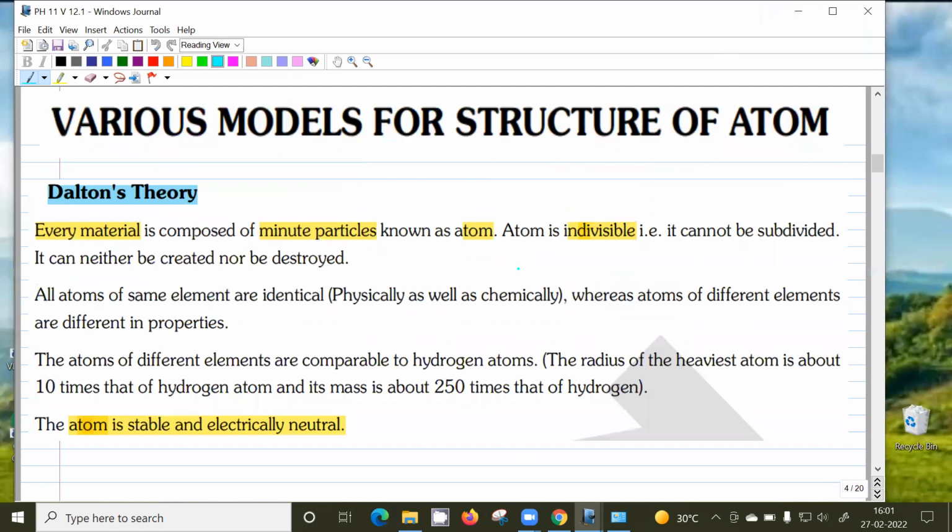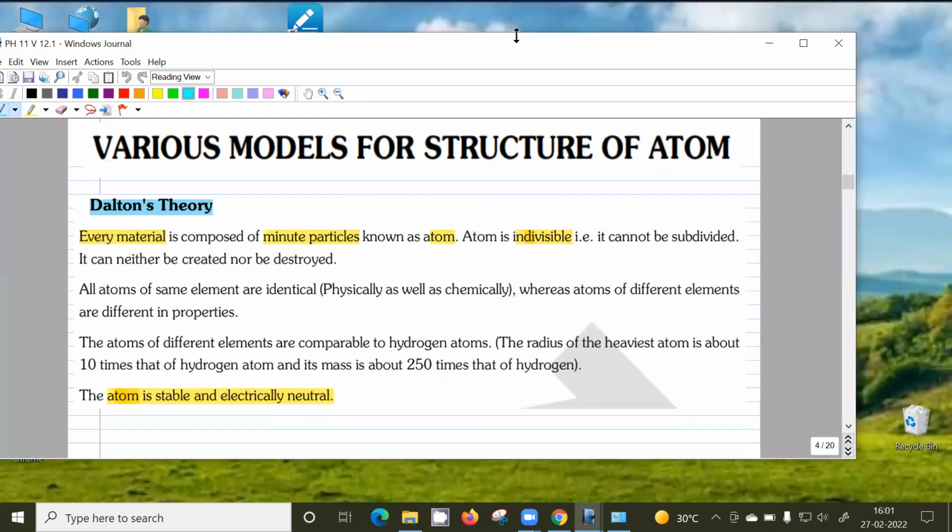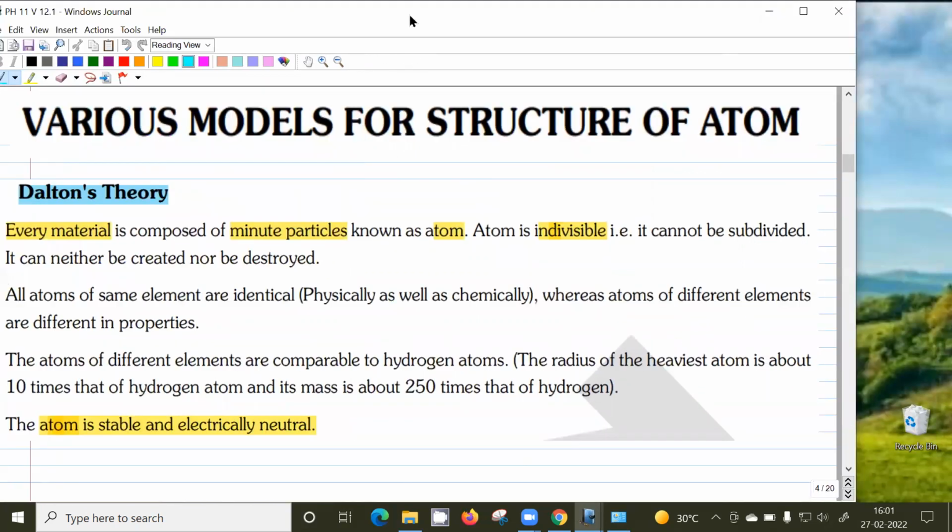Okay. So this is a chapter on atoms. So, structure of atom. These are different models of atom. So Dalton, what is his contribution to the understanding of the structure of atom?